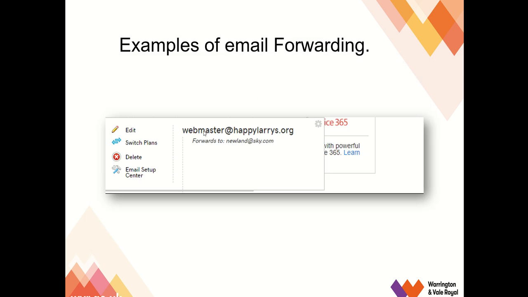On this example here, I'd set up an email forwarding to somebody called Webmaster. A website which had been bought by GoDaddy, but that would actually go to a person's email address. So on the website you might have webmaster at happylarrys.org, but when they send emails it actually goes to that actual email address. They wouldn't know the person sending it. The only way they'd know is if you don't set up your reply so it shows the imaginary address.